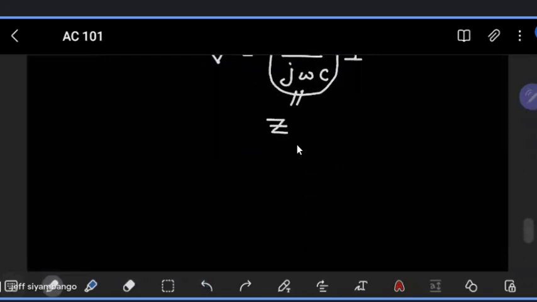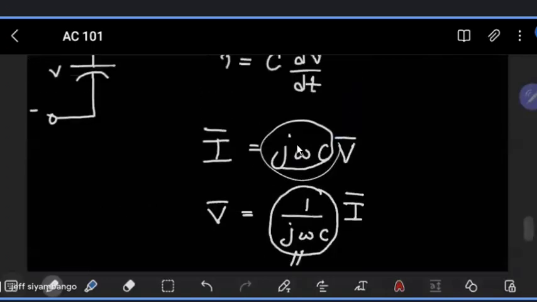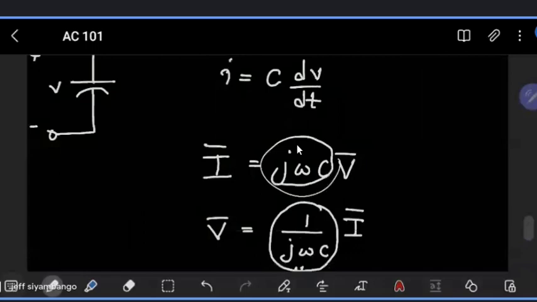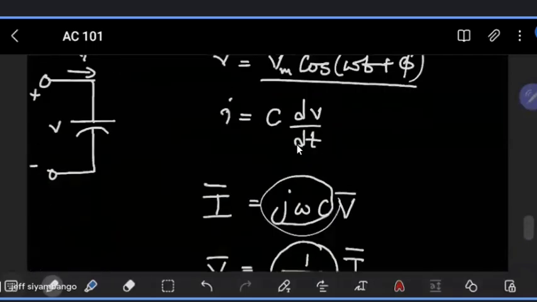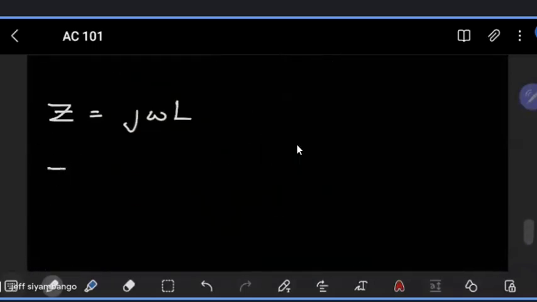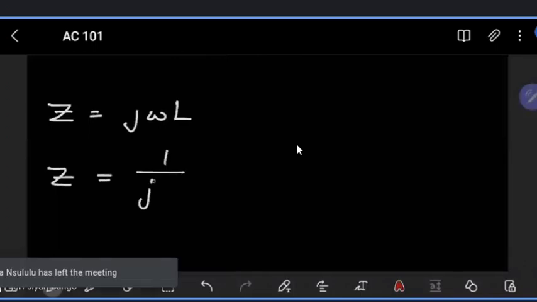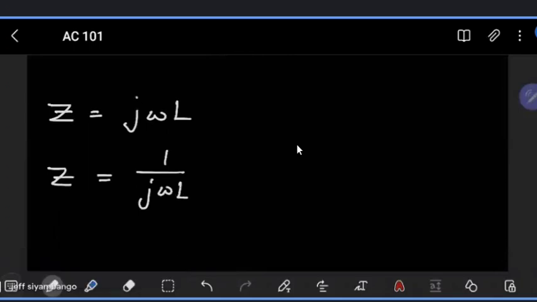So see the difference. When we're dealing with an inductor, impedance is just j omega L. That is what we had there. But if we're dealing with a capacitor, it's now 1 over j omega C. So this is the key difference between the two expressions.